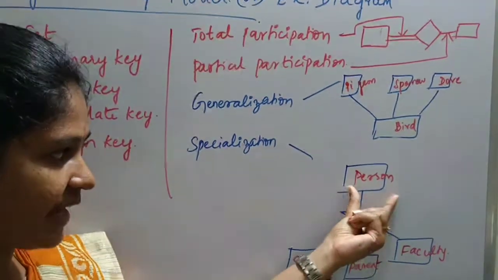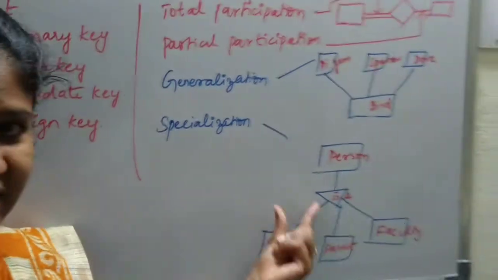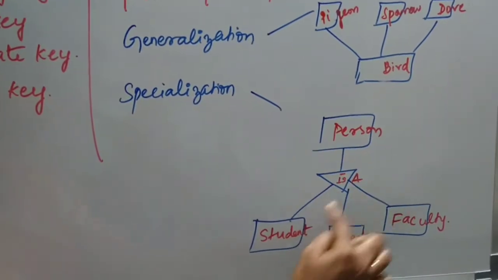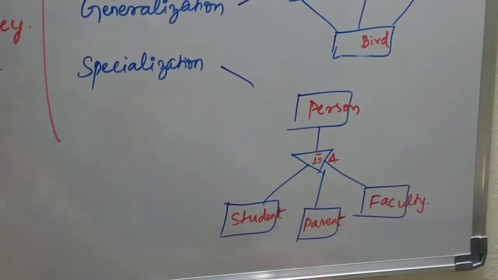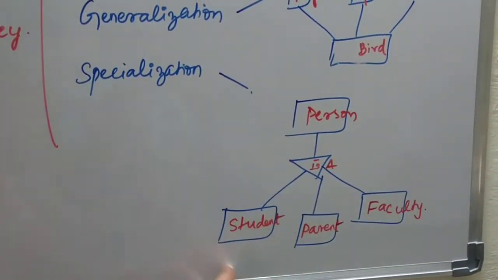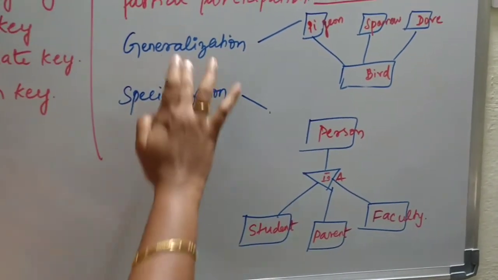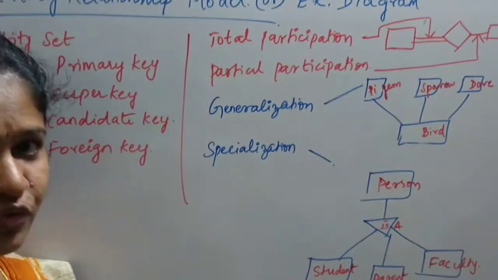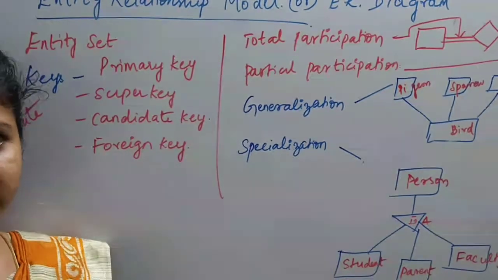So a person can have a specialization called an is-a relationship. Specialization means a person is a student, a person is a parent, a person is a faculty. The common attributes can be drawn in this entity, and only the specialized attributes can be drawn in this entity. That is the representation of your specialization. It is the reverse of your generalization. Generalization and specialization are useful whenever it is more comfortable in drawing the ER diagram representation. Okay, thank you.